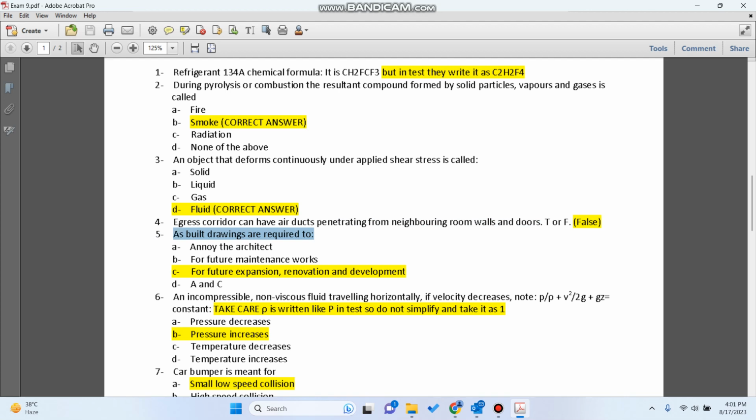As-built drawings are required for future expansion, renovation, and development, right? Definitely the answer is not A, which is annoy the architect. Definitely it's not the answer. For future maintenance works, it is helpful, but it's not exactly needed. A maintenance work engineer doesn't need the drawings. So future expansion, renovation, and development is the correct answer.